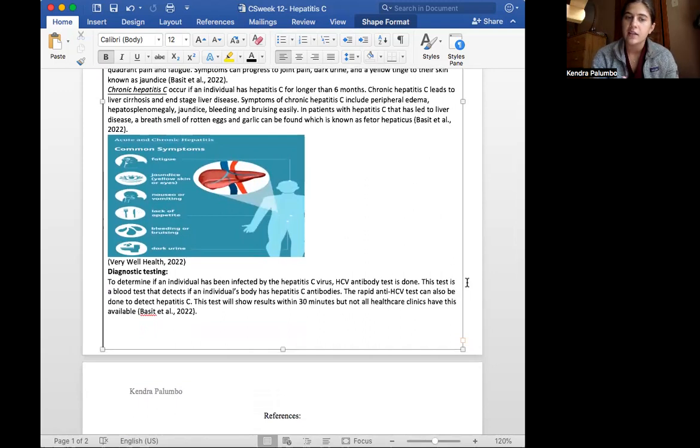So diagnostic testing to determine if somebody has the virus, there is an HCV antibody test that is done. It's a blood test and it detects if an individual has hepatitis C antibodies. The results for this test can take days to weeks. There is a rapid anti-HCV test, which also detects if hepatitis C is present in the blood. And this test will show results 30 minutes after, but not all health clinics have this available.